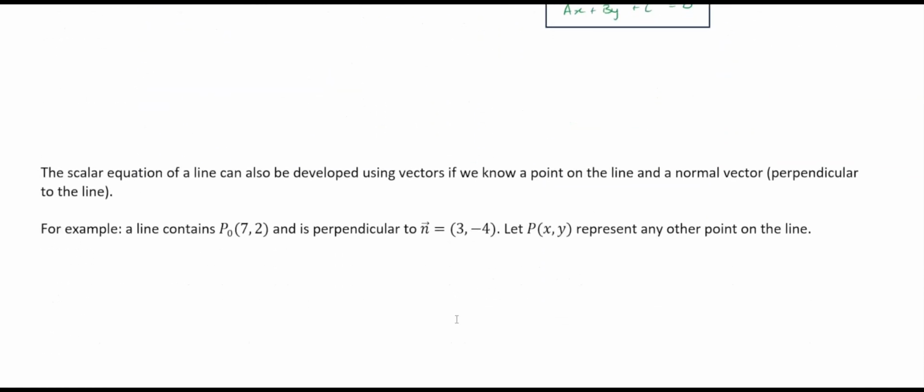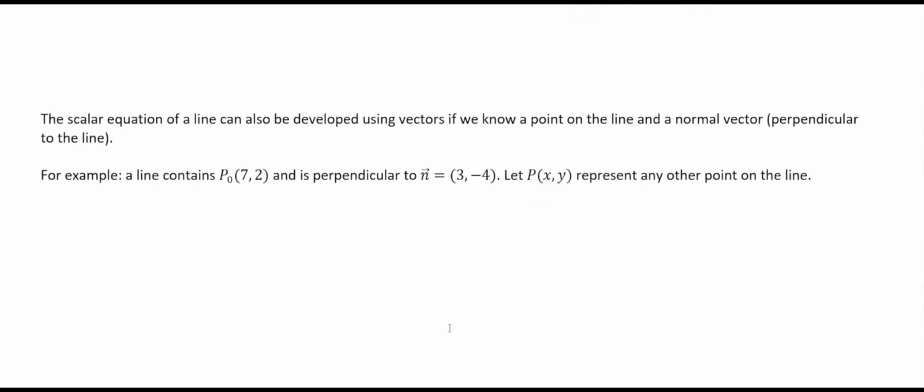Okay, the scalar equation of a line can also be developed using vectors if we know a point on the line and a normal vector, which is a vector that's perpendicular to the line. So, for example, a line contains P naught (7, 2) and is perpendicular to n, which is the normal vector (3, -4). So let P(x, y) represent any other point on the line.